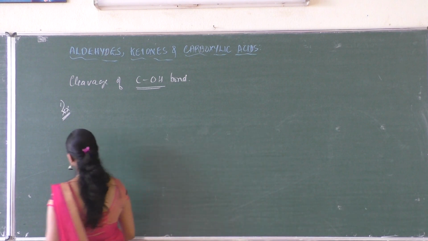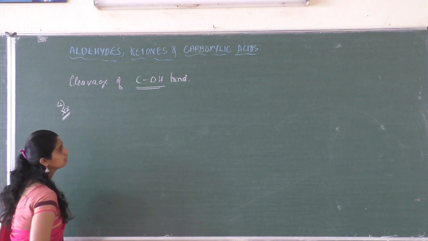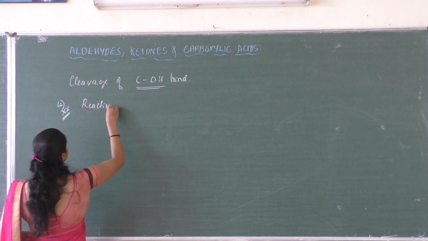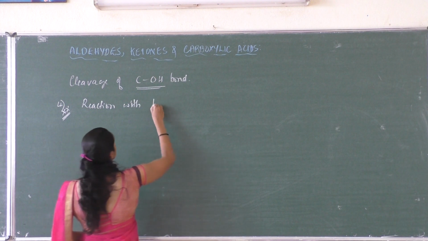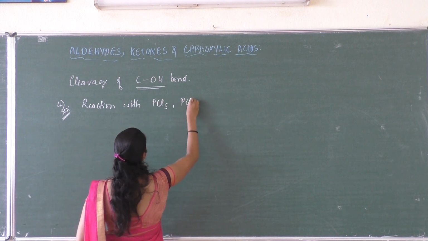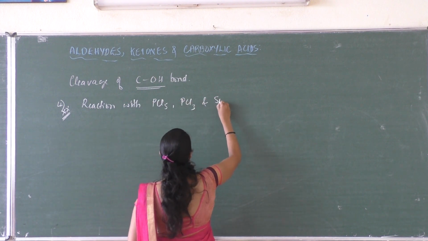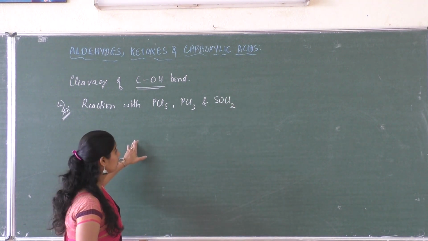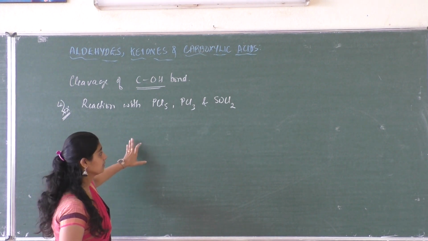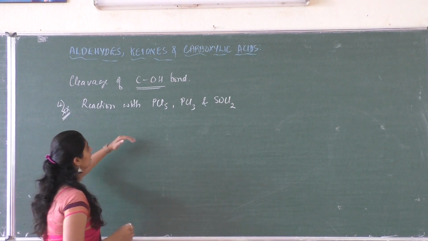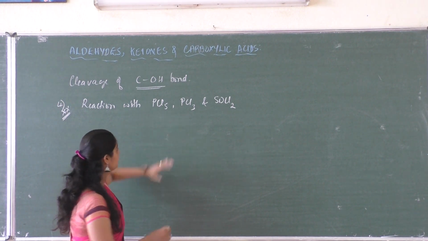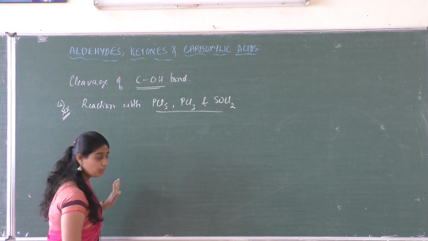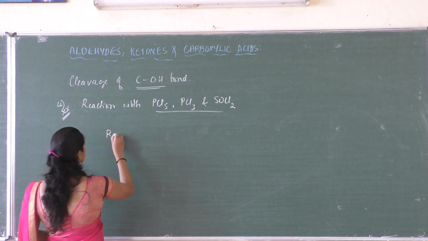So that's the fourth reaction that we are dealing with: the reaction with phosphorus pentachloride, phosphorus trichloride and thionyl chloride. So this is one of the preparatory methods for acid chlorides. So by treating carboxylic acid with all these reagents, we'll get acid chloride as the final product. So let us see what happens here.